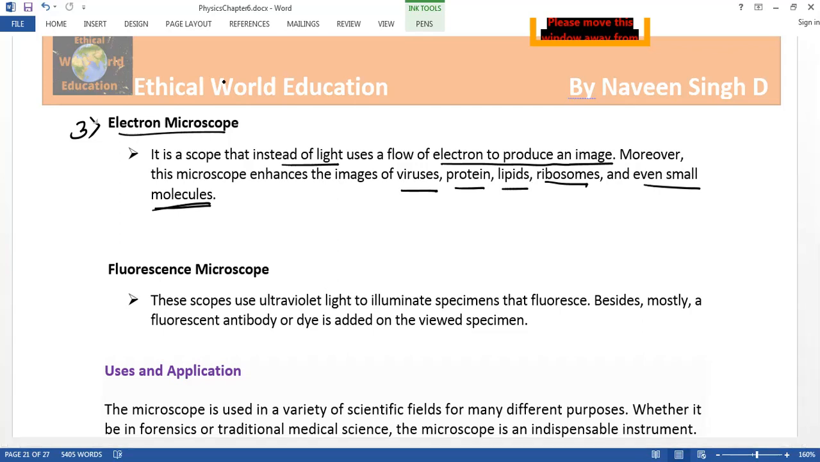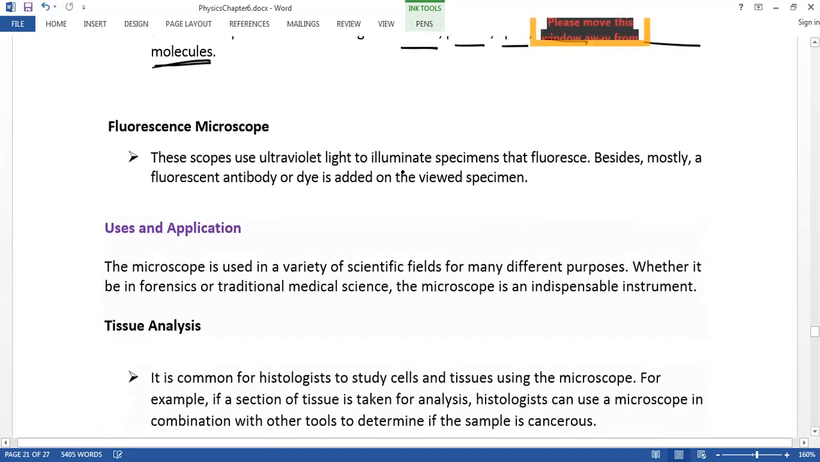One more thing about the electron microscope: it uses electrons to produce the image. This point is important. It produces images by the use of electrons. That is the reason why it is called an electron microscope.